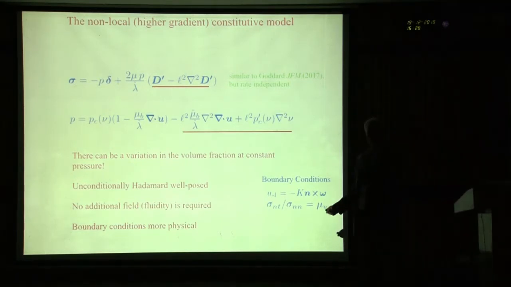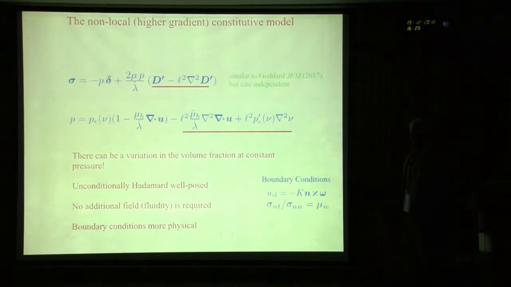Secondly, the theory is unconditionally Hadamard well posed. So I do not have to worry about ill posedness. I do not need to introduce an additional fluidity field which would have required boundary conditions which I had no control over, or I did not know much information on. All the boundary conditions are required, and here is the connection to the Kosterow theory. The boundary conditions that are required are exactly what we used in the Kosterow theory.